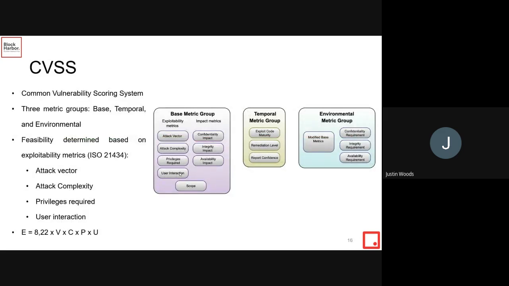Talking about risk, we also have the Common Vulnerability Scoring System, or CVSS. It has 3 metric groups: the base, temporal, and environmental metric groups. And feasibility here is going to be determined on the exploitability metrics out of ISO 21434, those being the attack vector, attack complexity, privileges required, and user interaction.